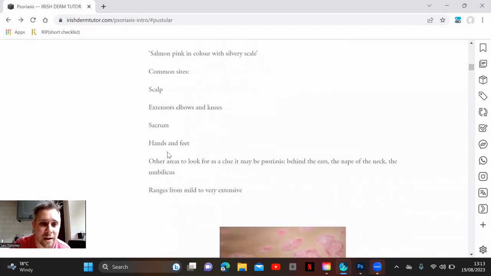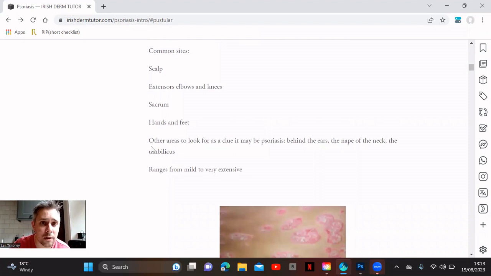And so it often occurs in common sites. So, I'd always look at these areas if I'm suspecting psoriasis. So I often see it in the scalp, the extensors of the elbows and knees, the sacral area, and often on the hands and feet. And other areas that I might look at, that might be a clue to psoriasis if I'm unsure, are behind the ears, the nape of the neck, and the umbilicus. And as we know, it can range from very mild, where you might just get a few plaques, for instance, on the elbows, to very extensive, covering much of the body surface area.